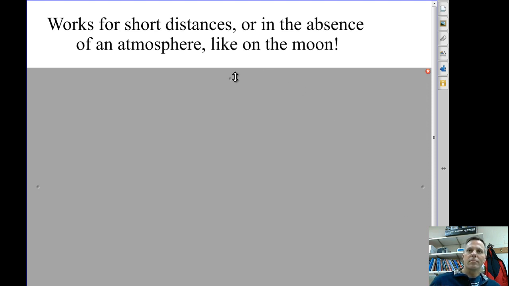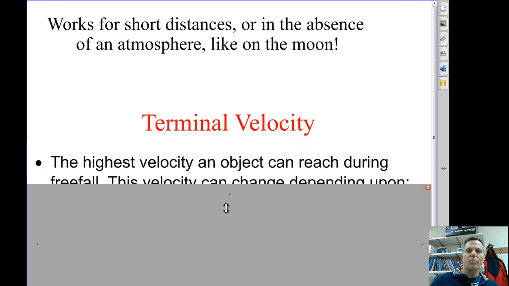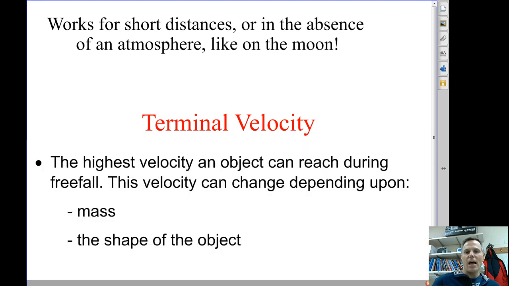Now in reality, objects don't keep accelerating forever and ever. Eventually they reach a point where they stop speeding up. This is called terminal velocity. And terminal velocity, by its definition, is the highest velocity an object can reach during free fall. And this velocity can change depending upon the mass, the shape of the object, and even how high above the earth something falls from. And we'll talk about that in just a minute.